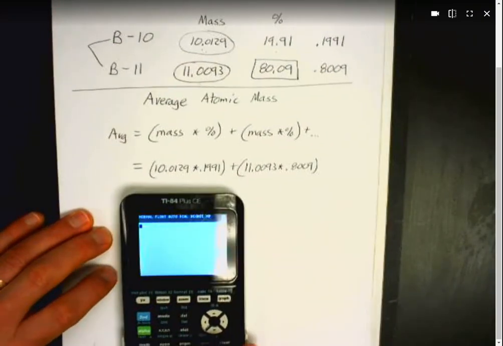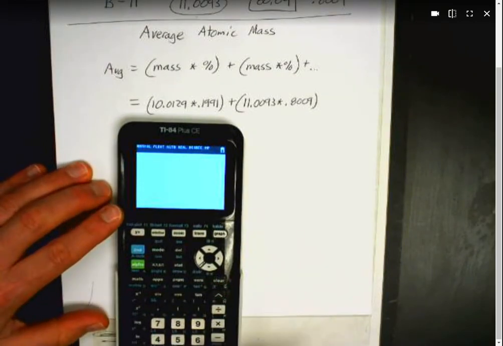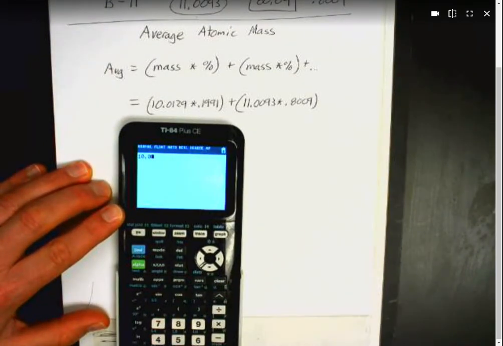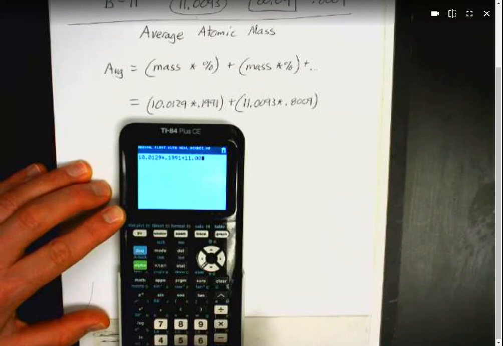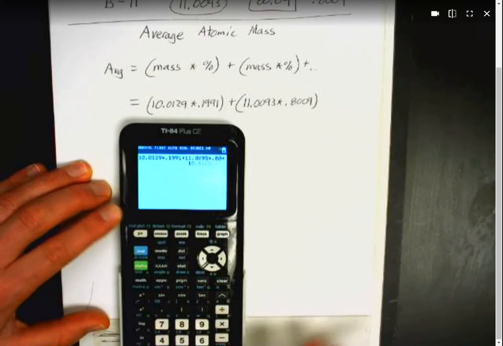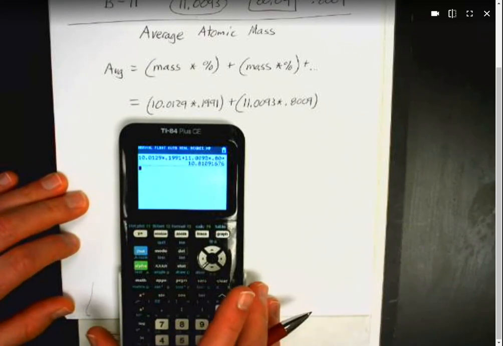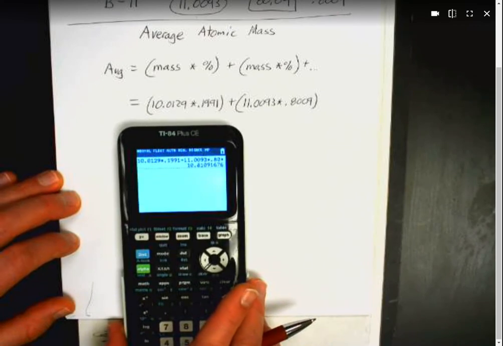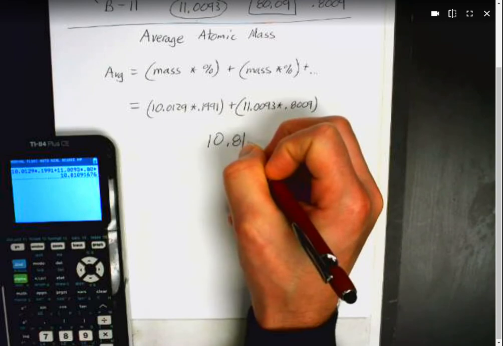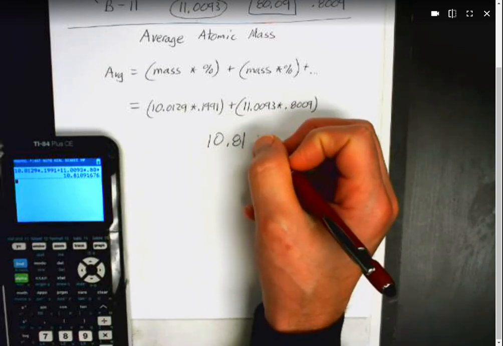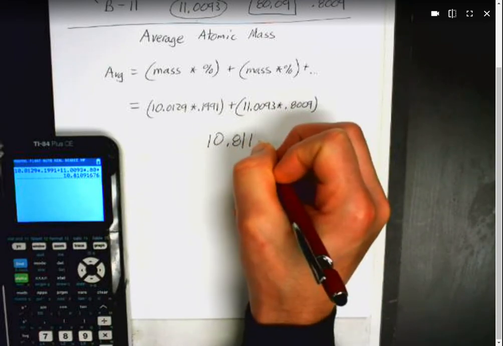So let's enter numbers in and see what we get. 10.0129 times 0.1991 plus 11.0093 times 0.8009, and we get a value of 10.81. So that's the average atomic mass in AMU. You could go out another decimal place if you want.